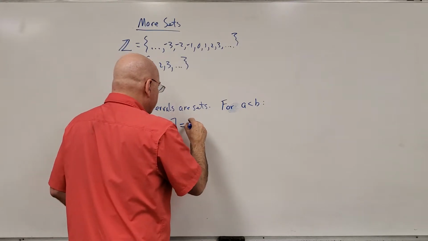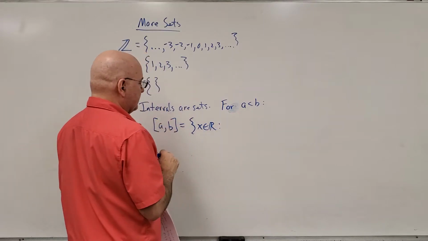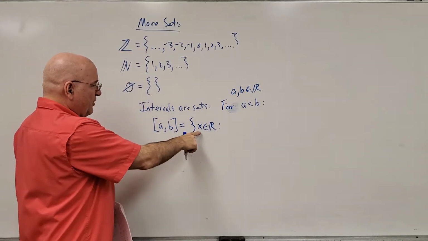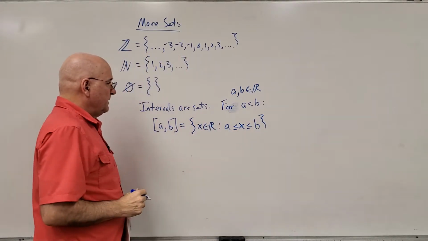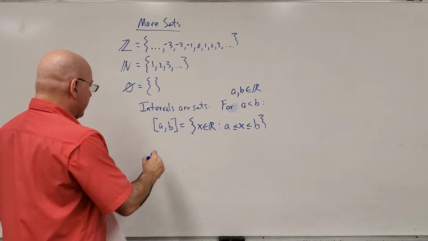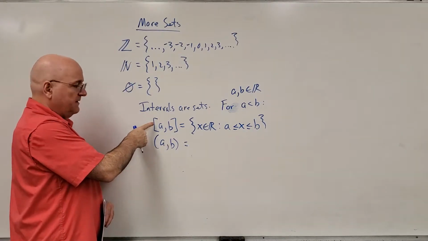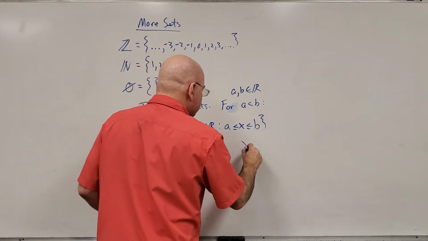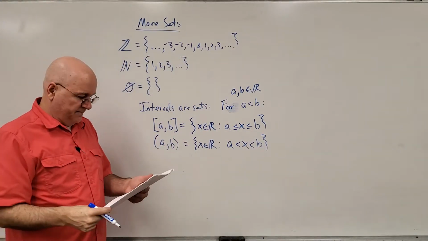So this, written in set builder notation, would be the set of all x in the real numbers, because a and b are real numbers, such that x is in between a and b. So a and b are both in this set, and every number in between a and b is in the set as well. We call this a closed interval. This is an open interval: the set of all x in the reals such that x is strictly in between a and b, which means it can't equal a or b.